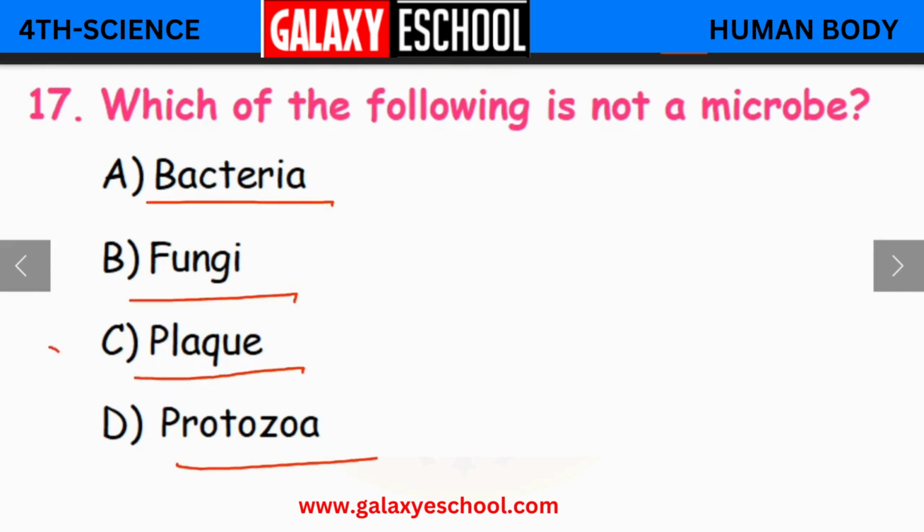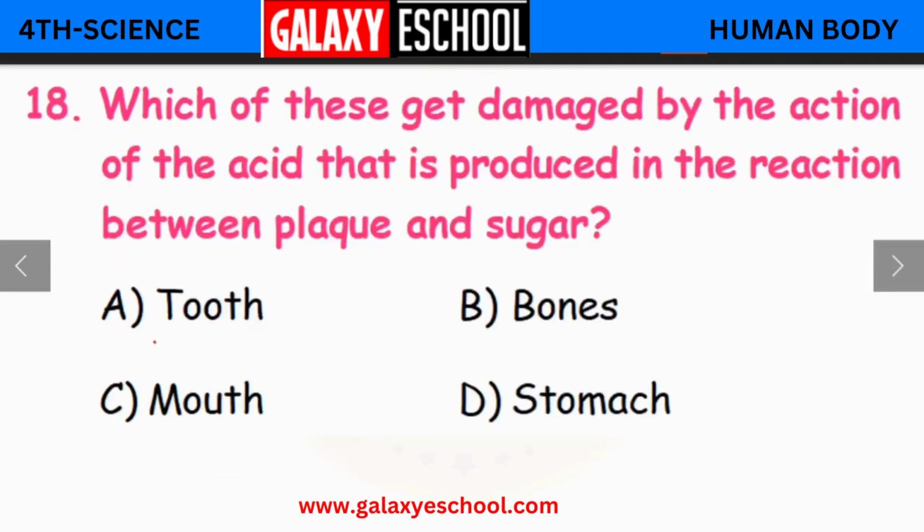And the answer is plaque. This is not a microbe. Clear? Now 18th question, which of these get damaged by the action of the acid that is produced in the reaction between plaque and sugar? Okay, so which of these get damaged?